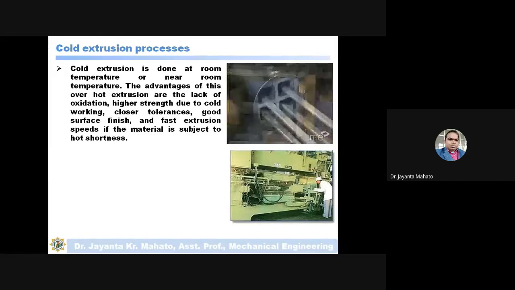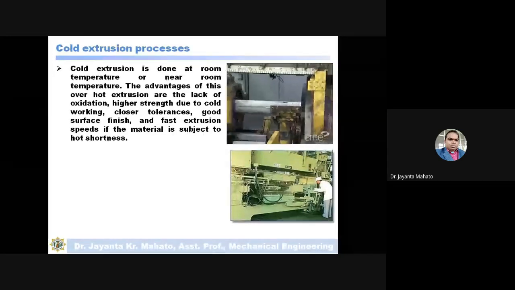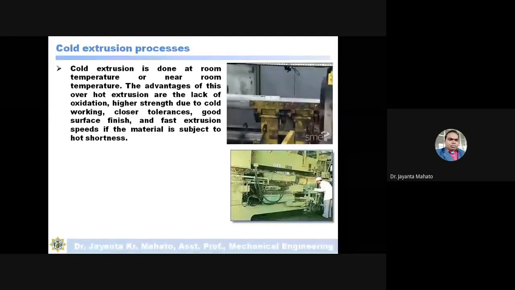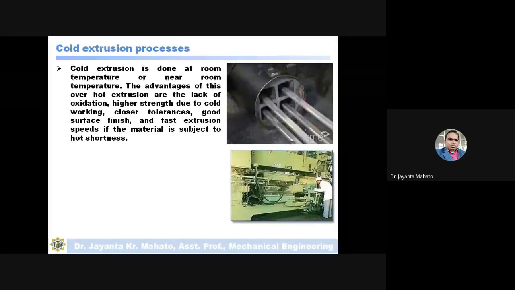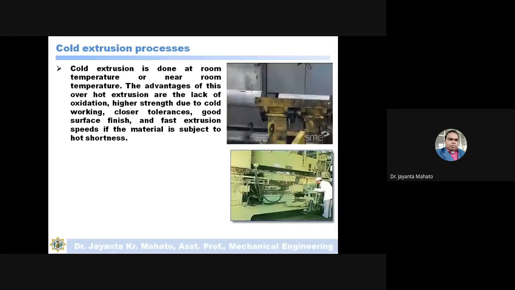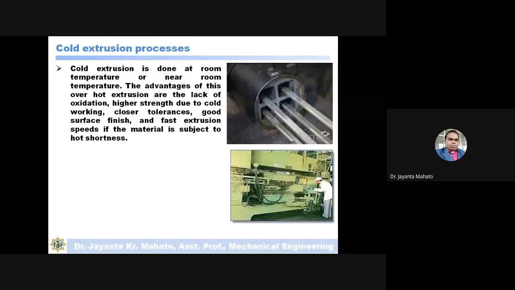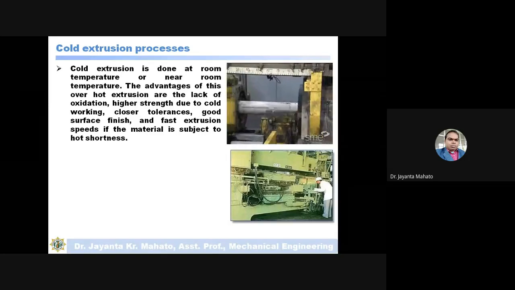And the advantages of this process over the hot extrusion process are the lack of oxidation. In the case of the hot extrusion process, there may be chances of oxidation, meaning the surface of the hot material can get oxidized. But in the cold extrusion process, there is no chance of getting oxidation.